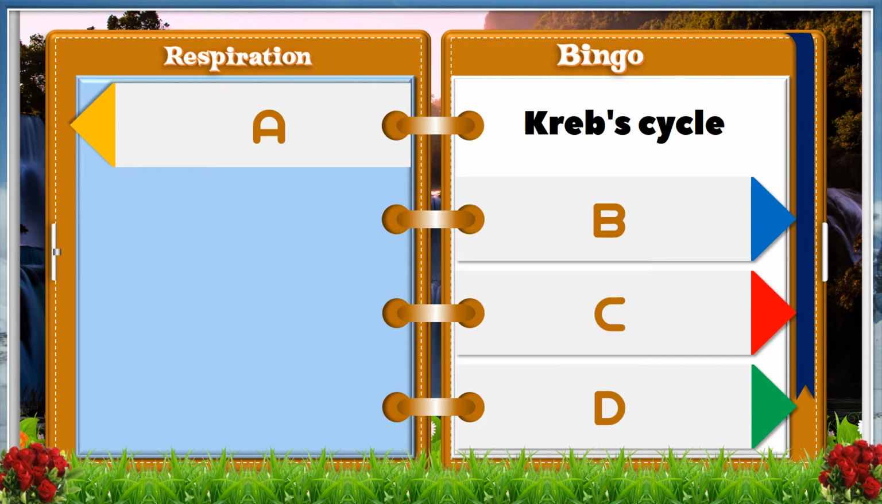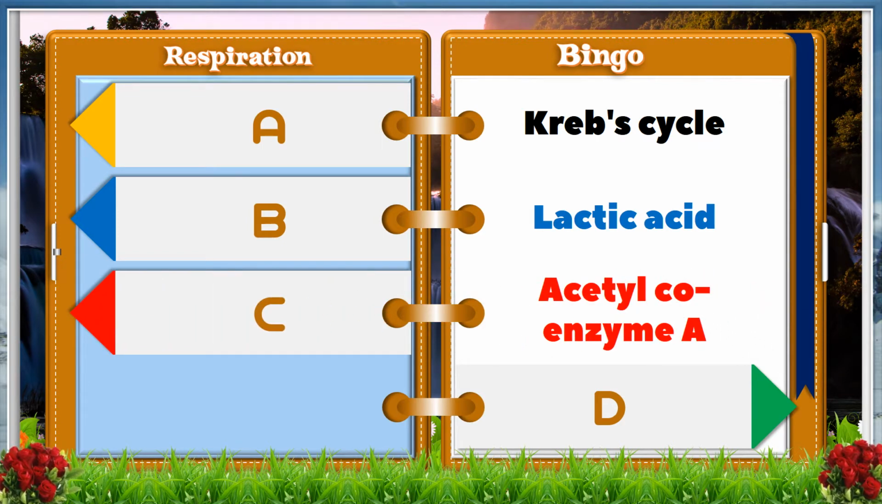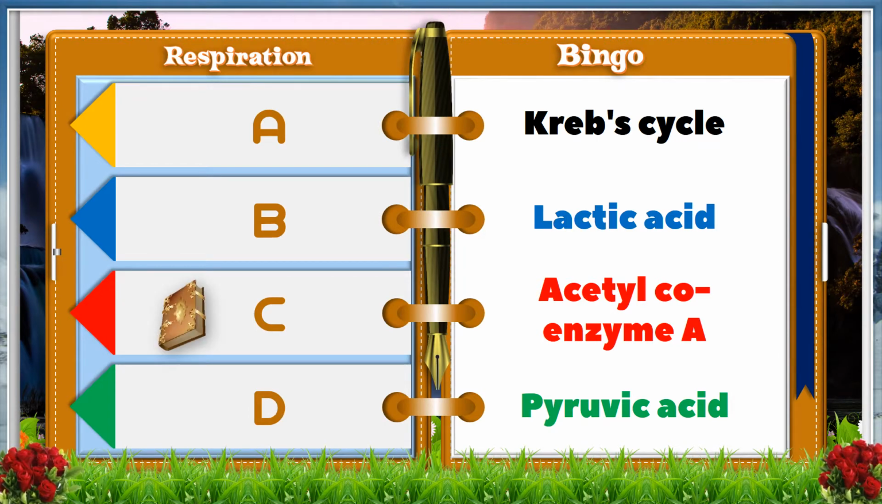A. Krebs cycle. B. Lactic acid. C. Acetyl coenzyme A. D. Pyruvic acid. And the answer is C. Acetyl coenzyme A.